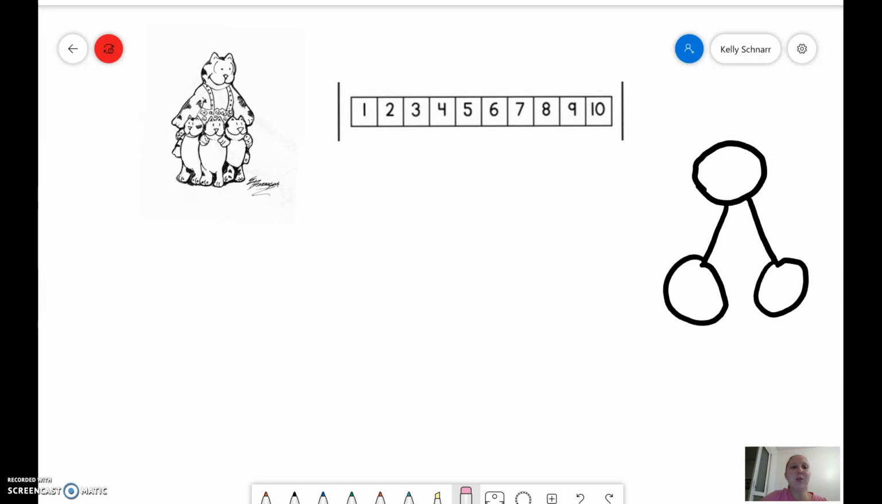As you can see on the page, we've got a picture of a mama cat. Her name is Mrs. Mittens, and she has 10 kittens that are all very hungry. Now, she went out to look for something for them to eat, and she found some mice, but she only found 6 mice. Does she have enough mice to feed all 10 of her kittens?